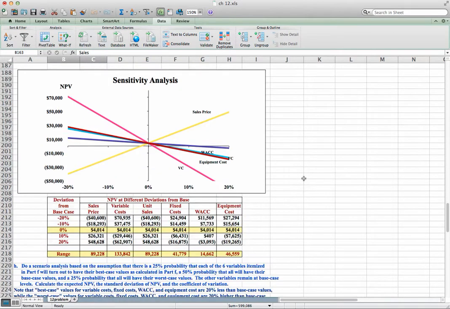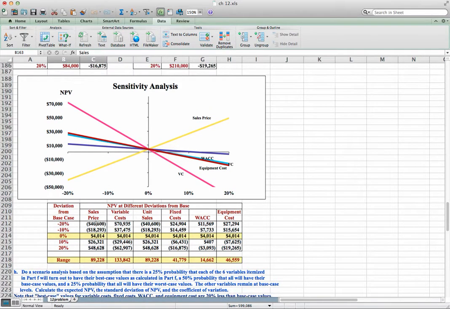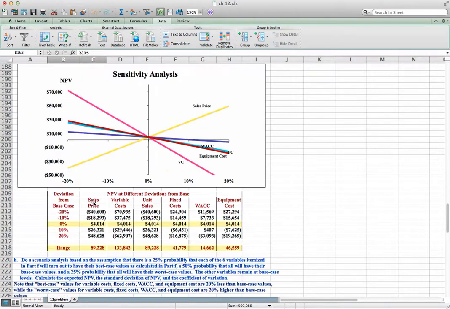And then afterwards, you'll need to do a graph. All you do is bring down your variables from above, and you don't have to worry about the range. Just bring down the variables from above and then graph them. And you should have a graph like this.